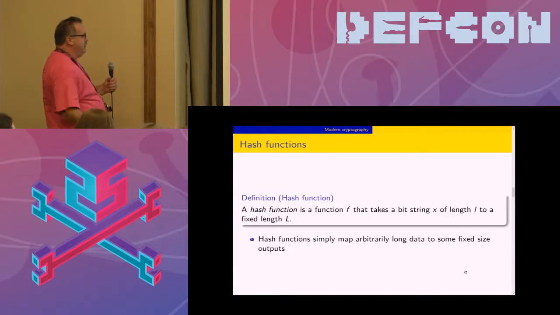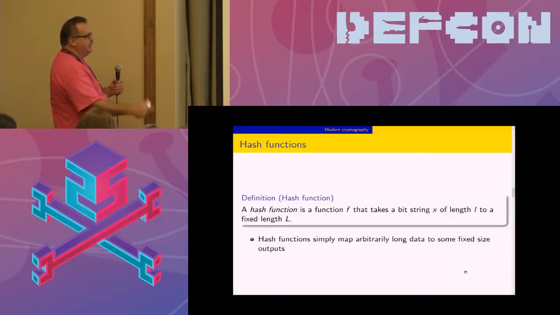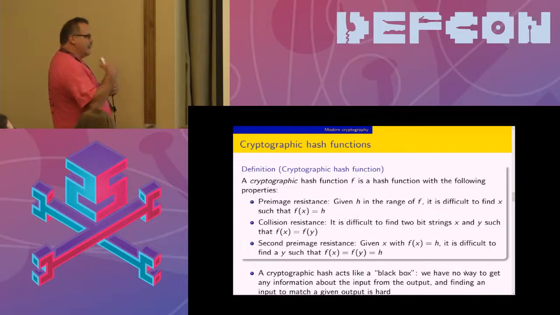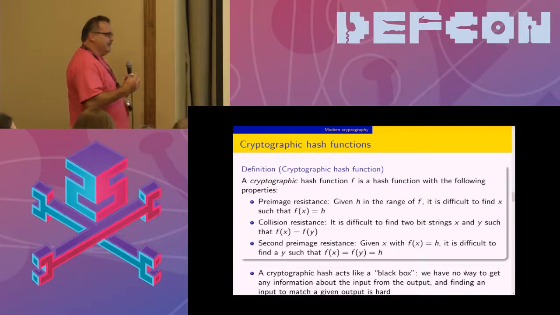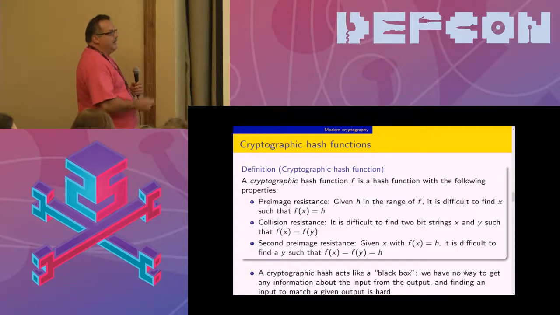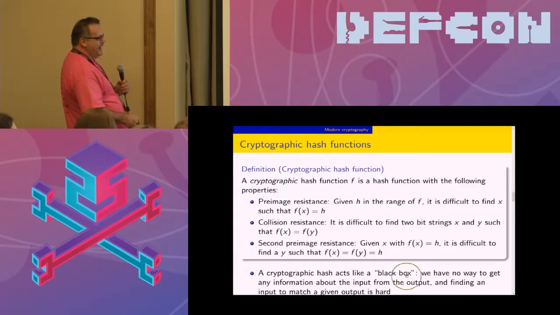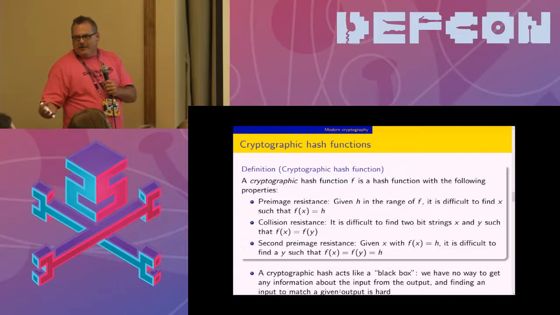Any arbitrary length string you put into it, out comes a fixed length, okay? But a cryptographic hash is a little bit more specialized, okay? Obviously, if we have a hash function, we want it to act like a black box. It's very, very difficult to find out what the input was to match a given output, okay? So that's really the key thing. I never said it's impossible because we really don't know. That's one of the hard things.